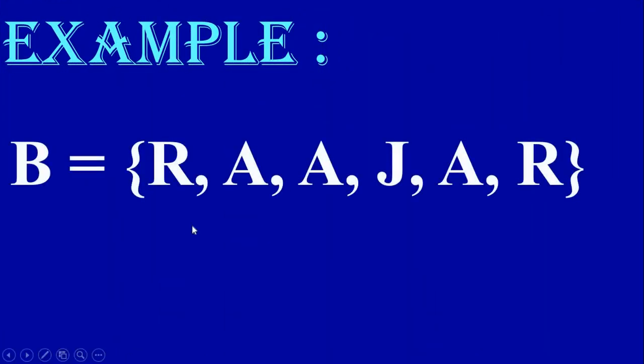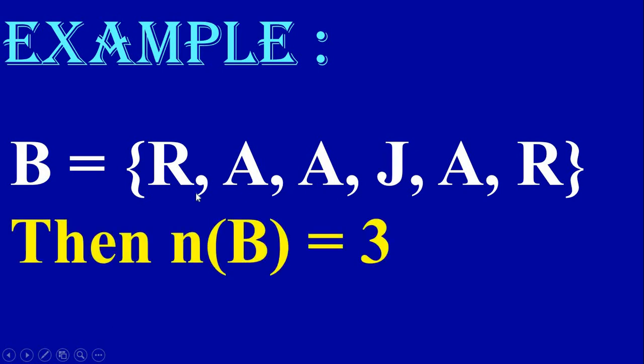Consider one more example. Consider B equal to the set of letters R, A, J, A, R. Now here, for the total number of letters, it is R. A is repeated 3 times. We should not count it repeatedly; we should count it as one letter only. Now here, the letters are R, A and J only. Here we used only 3 letters. So therefore, n of B is 3 here.